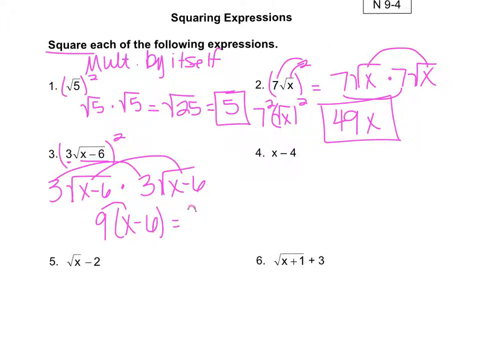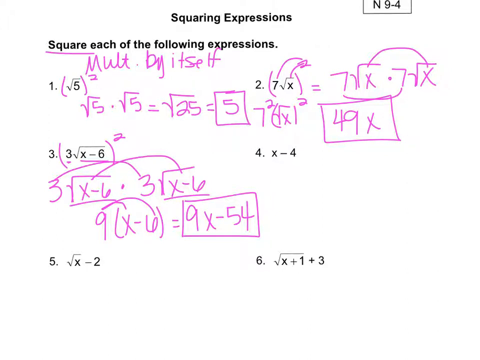So you're going to get 9x minus 54. So that would be our answer there. Most common mistake on that one is when you're multiplying those radicals, forgetting the parentheses around the x minus 6. So that way you can multiply the 9 times x minus 6.